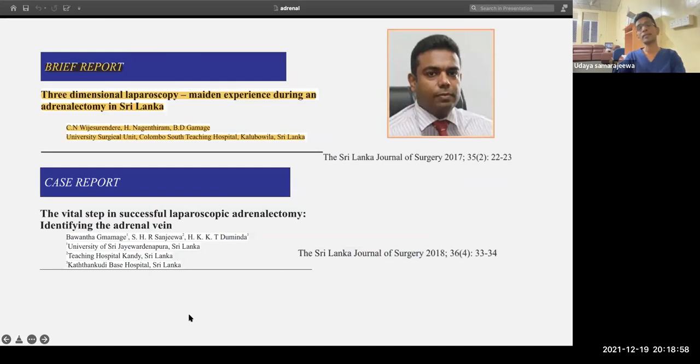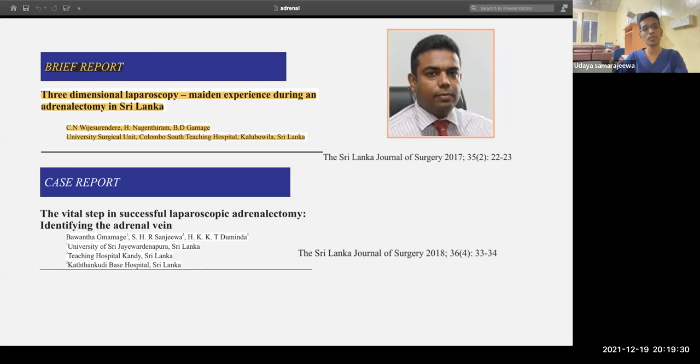After that, several reports, case reports and brief reports came out from Sri Lankan surgeons, including two reports from our current president, Dr. Bhavanta Gamage. I would ask you to read these because they are really important. The first was about three-dimensional laparoscopy, the maiden experience of 3D laparoscopy during an adrenal surgery in Sri Lanka, which was done in Colombo South Teaching Hospital, Kalubowila.